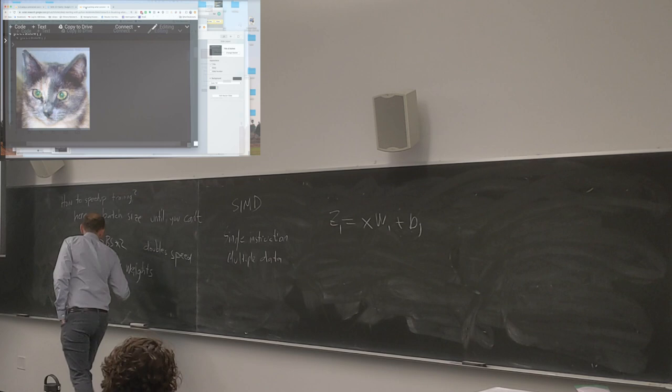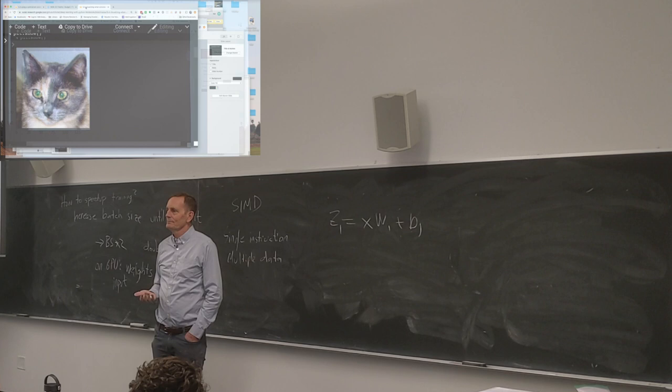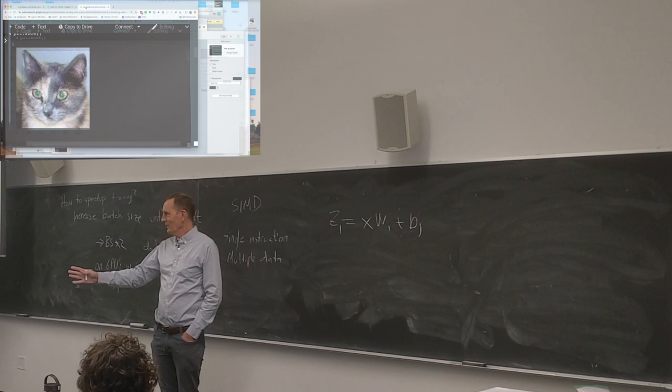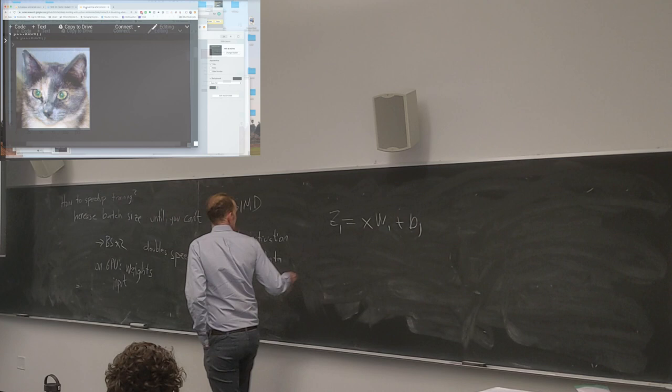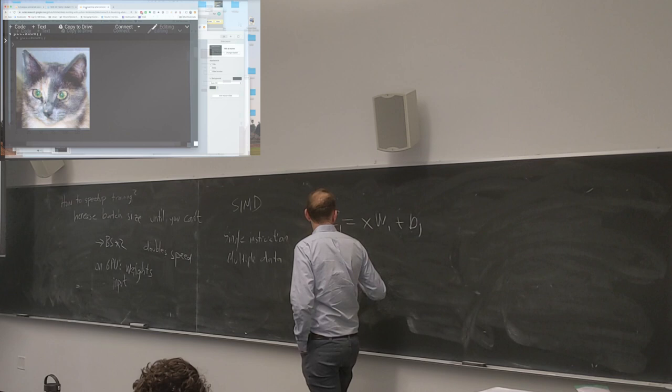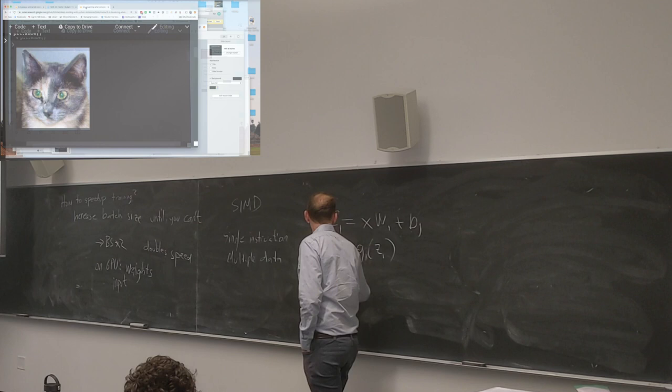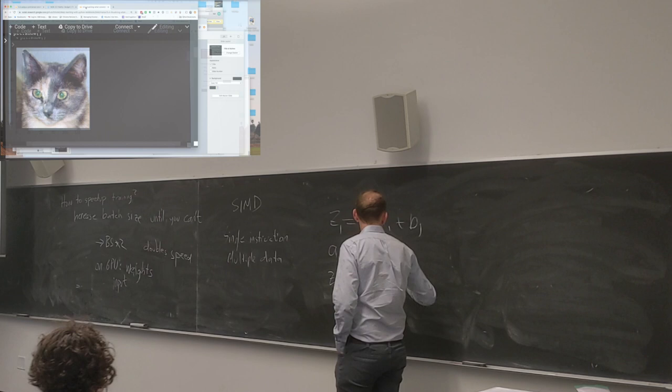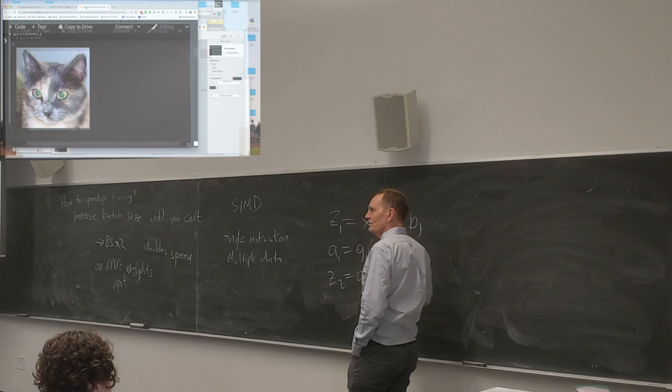What else might we have? So we do z1 equals x w1 plus b1, then we do what? a1 equals g1 of z1, and then z2 equals a1 w2 plus b2. Is there any reason to store all this stuff, or can we just keep computing till we get to the end? Do we need to store a1 for any reason?